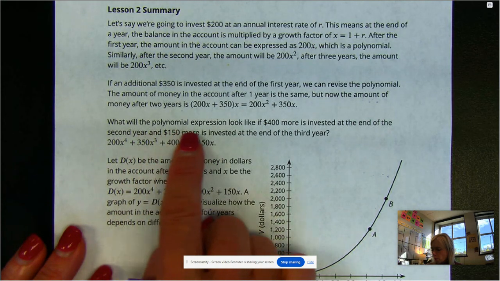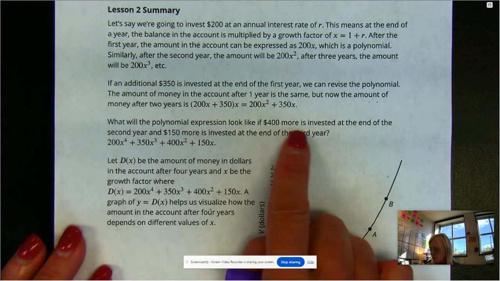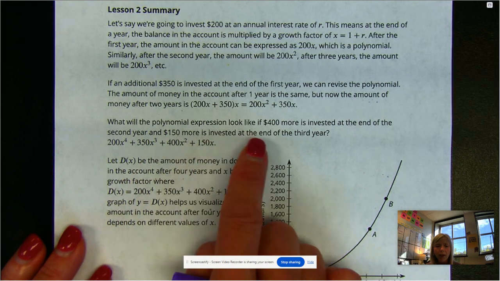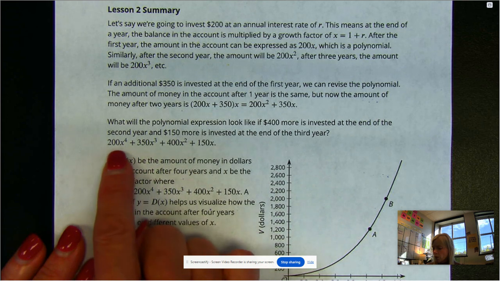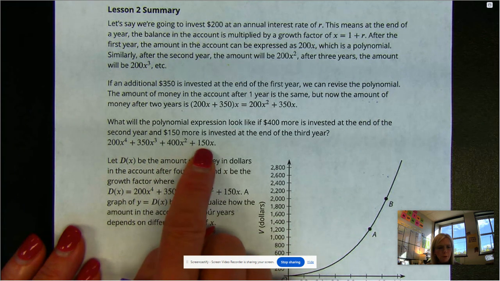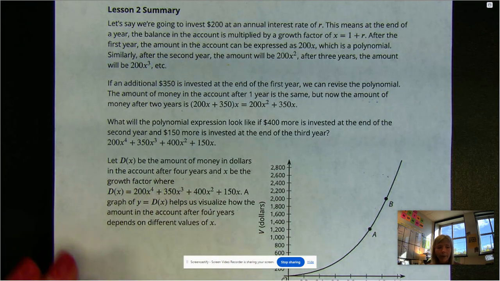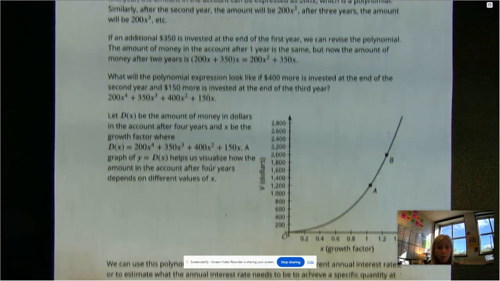What will the polynomial expression look like if $400 more is invested at the end of the second year and $150 at the end of the third year? So this looks a lot like the expression that we wrote for Claire. Okay, so this lesson summary is just going through what we just did again for reinforcement.